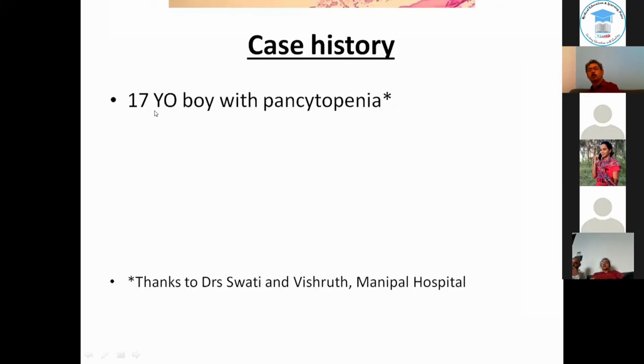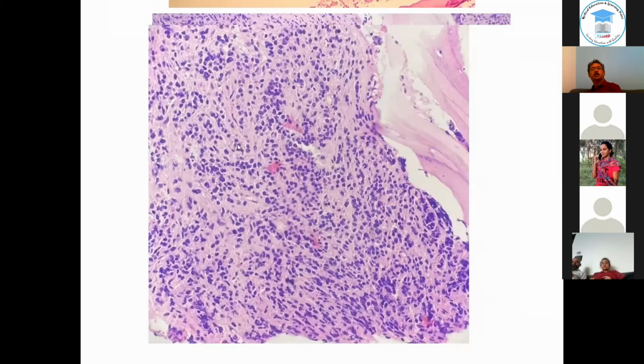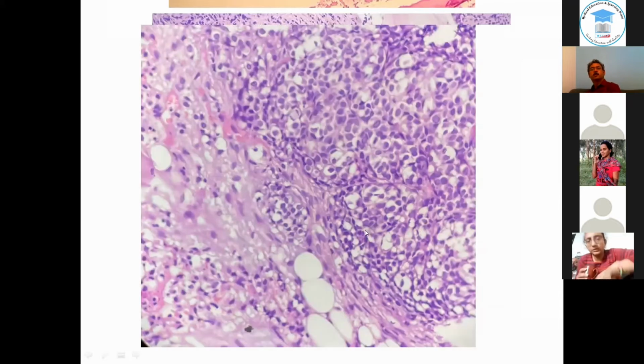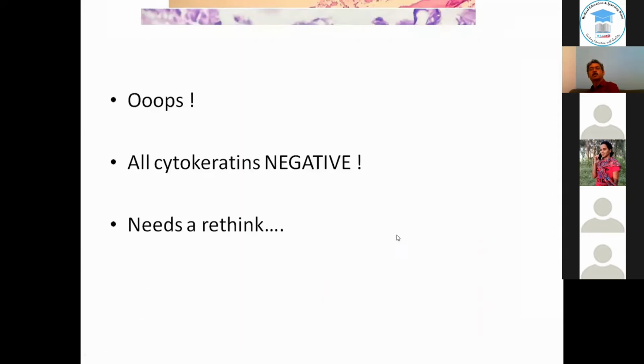A 17-year-old boy with pancytopenia and what looks like, well, like the previous breast case. You can see cords of cells, what look like Indian file. Again, you can find Indian file pattern of cells. You can find a huge group of cells out here. Nesting pattern looks like carcinoma, but every cytokeratin was negative.